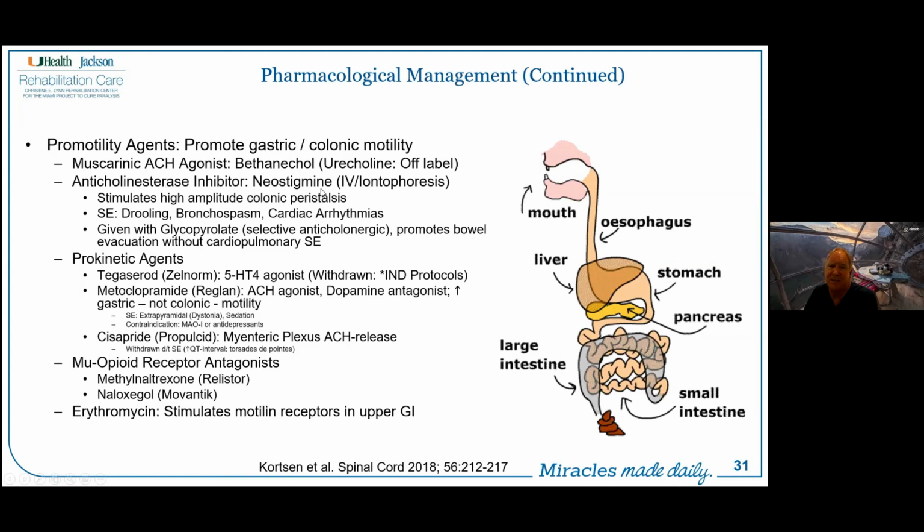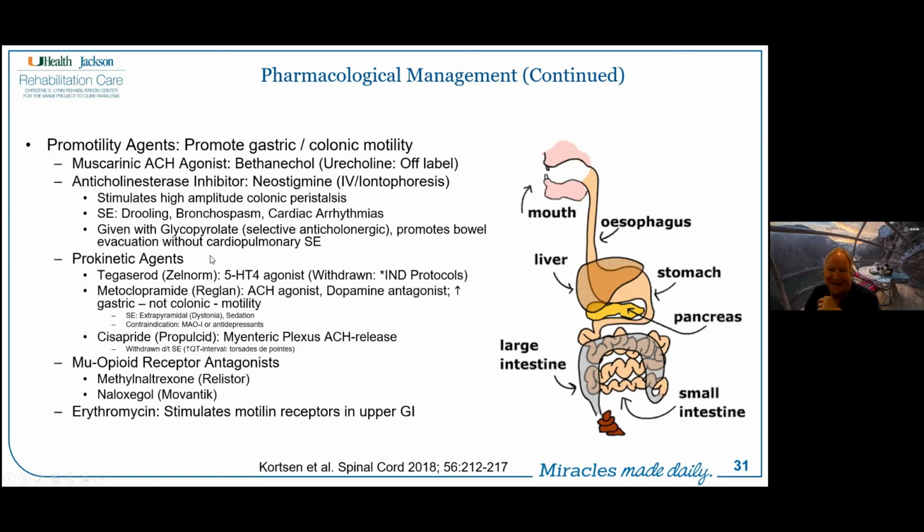Anticholinesterase inhibitors, such as neostigmine, can be very, very helpful. Mark Korsten has demonstrated significant benefit with these, but realize that this may be associated with cardiac arrhythmias, bronchospasm, and drooling. So if you use this in conjunction with glycopyrrolate, which is a selective anticholinergic, it blocks some of the mechanisms. This can promote bowel evacuation without those cardiopulmonary side effects.